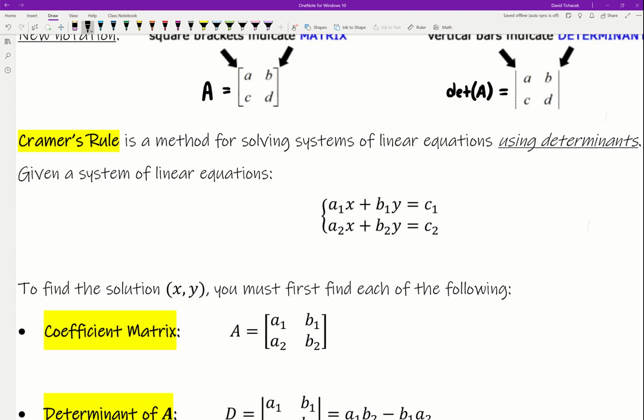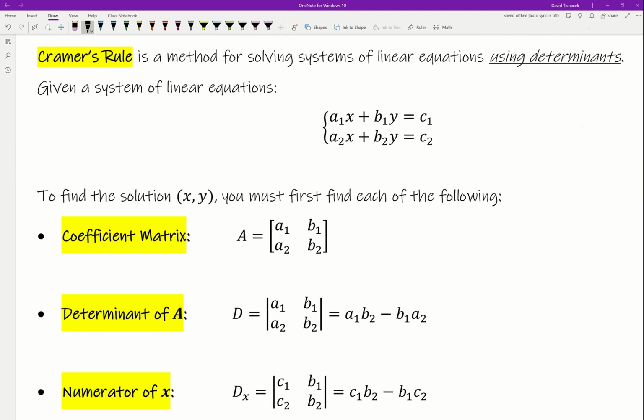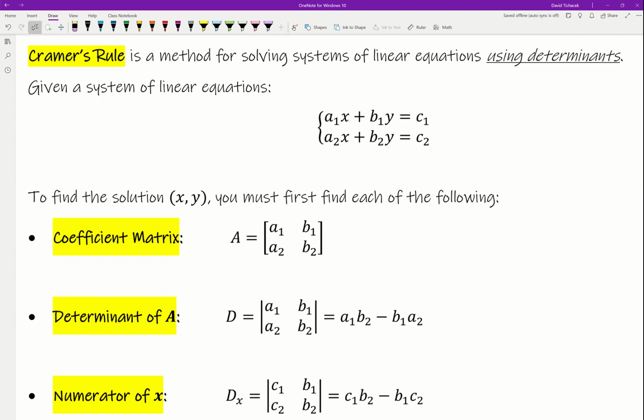And so now that we're equipped with that notation, we can introduce you to Cramer's rule here, which is a method for solving linear systems using determinants, okay? So we're going to be using that number that goes along with these matrices, and we finally have some context for what the determinant is used for. It can help us figure out the solution to a system, okay?